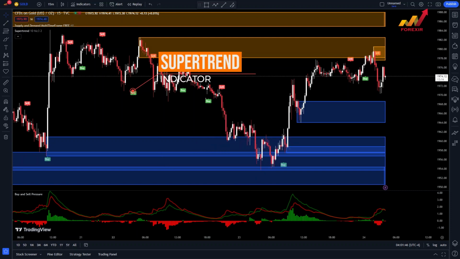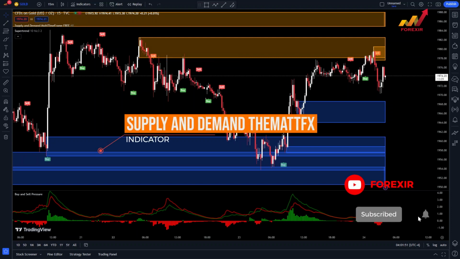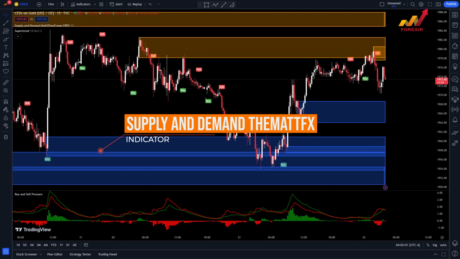The Supertrend indicator gives buy and sell signals. The supply and demand indicator determines the supply and demand areas. The blue box is the demand area and the orange box is the supply area. In the settings of this indicator, you should choose the time frame of 15 minutes or 30 minutes. With these settings, the indicator draws areas with higher validity.